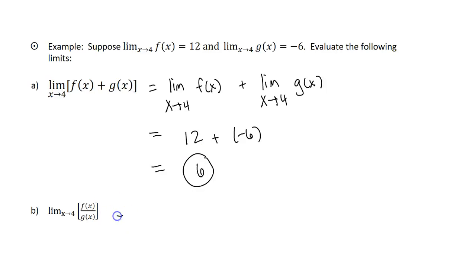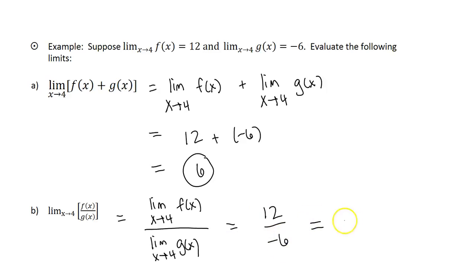In this case here, we've got the limit as x approaches 4 of f of x divided by g of x, so that's the limit as x approaches 4 of f of x divided by the limit as x approaches 4 of g of x, provided that this limit down here is not 0, which it isn't. You can see it up here. So this is 12 divided by negative 6, or negative 2.